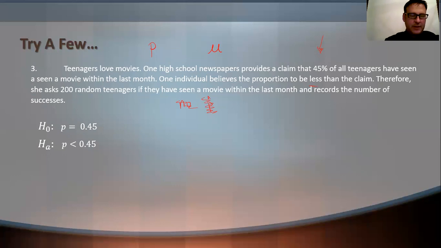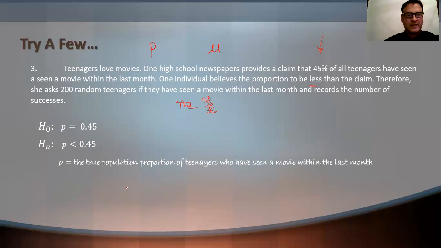And then finally, I'm going to write what P is. P is equal to the true population proportion of teenagers who have seen the movie within the last month. Again, I'm going to write population there. I'm going to write proportion there. I don't ever want to say just number, the true number of teens. I'm not talking about numbers here. We're talking about proportions. So be careful not to write the word number. That's another kind of taboo word that isn't specific enough when we address this definition.